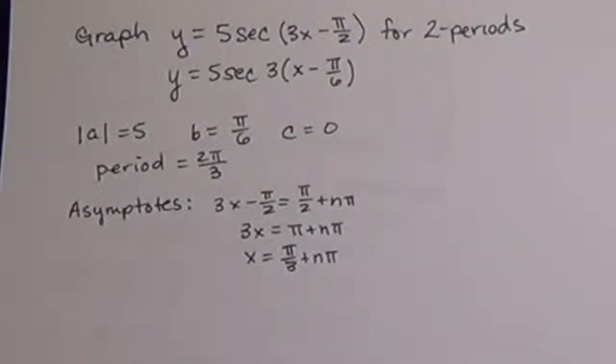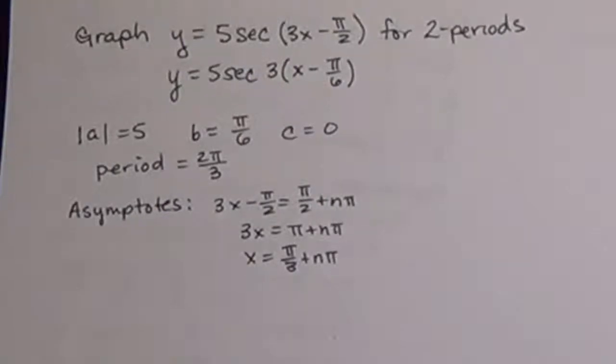Now again, because this function has places where it's undefined, we need to find the asymptotes. And so again, we'll set the argument equal to pi over 2 plus n pi and solve for x, which we see is going to be pi over 3 plus n pi.